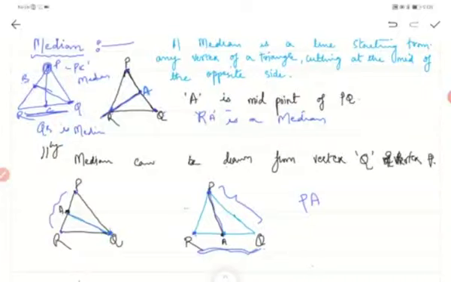Alright, so remember, every time it should cut at the midpoint, then only you will say it is a median. I hope you understood this term. So median is what? A line passing through the vertex of a triangle and cutting the opposite side at the midpoint, or you can say cutting at the midpoint of the opposite side.